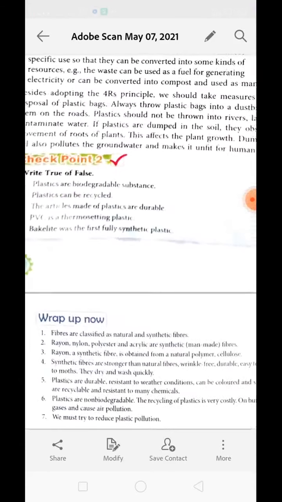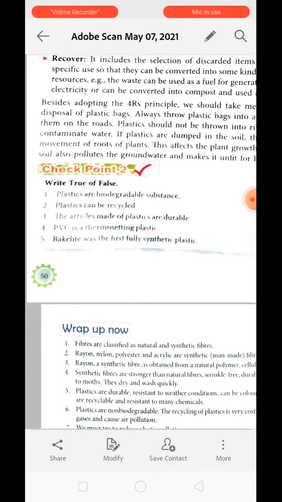Over here we have checkpoint 2, that is true or false. Now the first question is: plastics are biodegradable substances. No, they are not. So it is false. Second, plastic can be recycled. Yes, it can be recycled, though it is kind of expensive to recycle. So it is true.